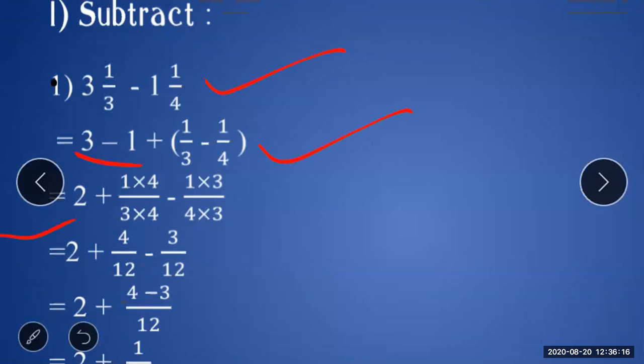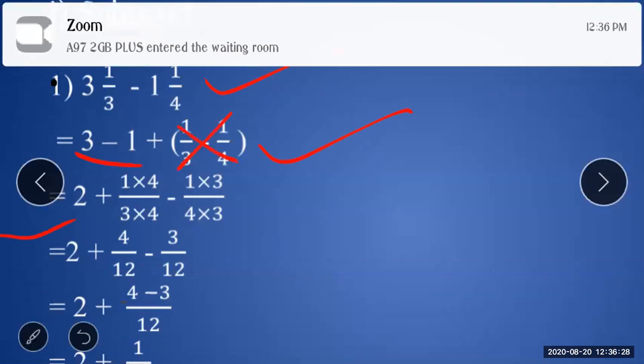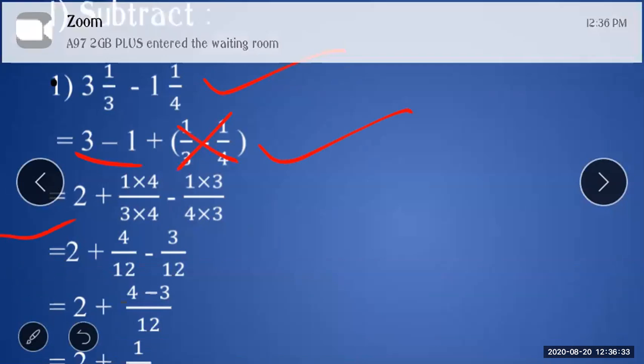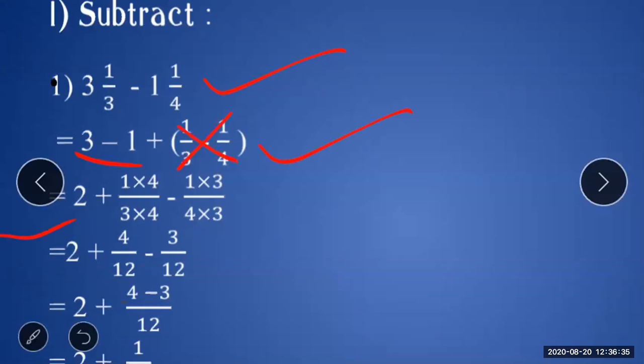Now the same thing happened here also. Here also the denominator is not equal. In 3 tables 4 is not coming and in 4 tables 3 is not coming. So what you have to do? You have to cross multiply. You will multiply 1 upon 3 by 4 and 1 upon 4 by 3. See, I have explained to you how you will cross multiply. 1 upon 3 you should cross multiply by the second denominator term, that is 4, and 1 upon 4 should be multiplied by 3.